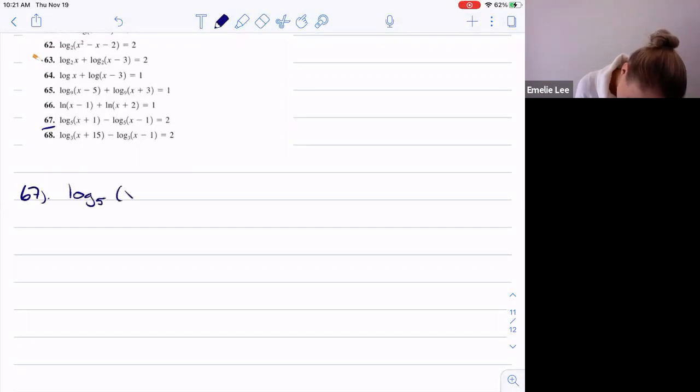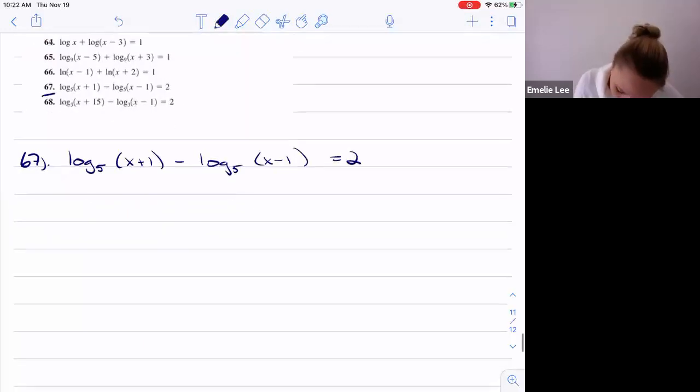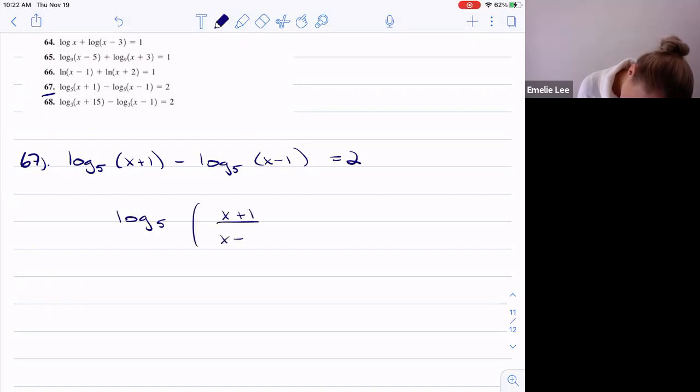The log base 5 of x plus 1 minus the log base 5 of x minus 1 is equal to 2. So what I can do is I can combine this into one log. That might make things easier, right? And so here what I'm going to do is I've got subtraction, and so I've got the log base 5 of x plus 1 divided by x minus 1 is equal to 2. Okay.